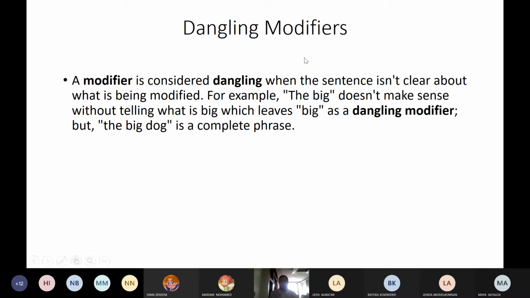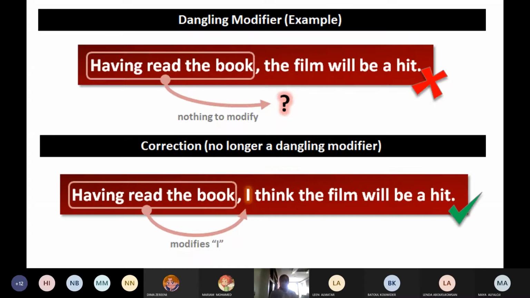Like when I say "the big", what? Here I have the modifier. Big is a modifier. I have it. But it modifies what? It doesn't make sense without telling what is big, which leaves big as a dangling modifier. A dangling modifier has no word to refer to.